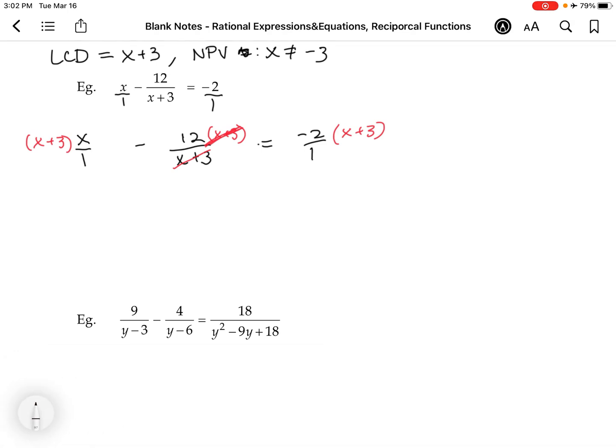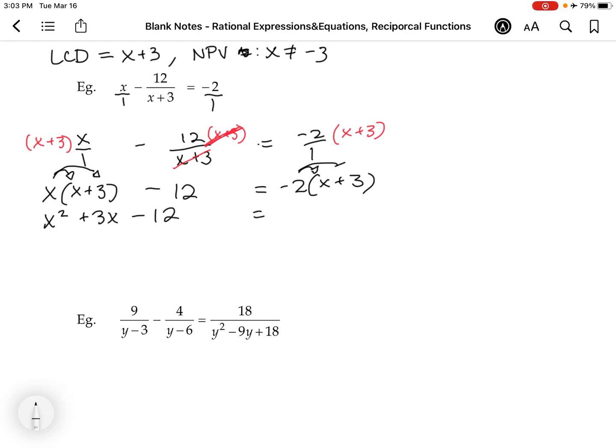Okay, so on my next line, what I will have is x times x plus 3 minus 12 equals negative 2 times x plus 3. And in this step, I have changed the nature of the equation. It is no longer rational. It is either linear or quadratic. When I expand here, it looks like it's going to be quadratic. So I'm going to expand and simplify. I'm going to have x squared plus 3x minus 12 equals negative 2x minus 6. And this one is in fact quadratic.